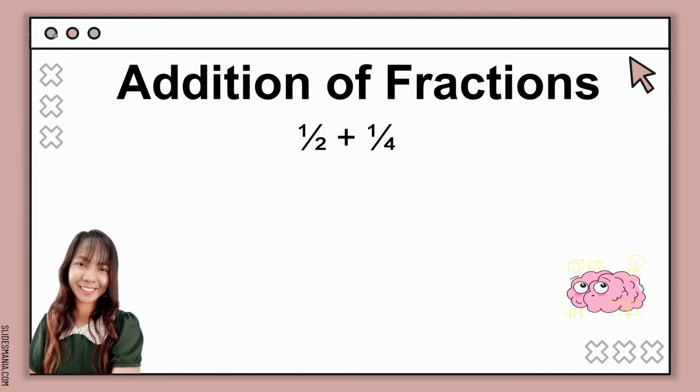Now let's review addition of fractions. We have the given 1 over 2 plus 1 over 4. Let's write the fractions this way. As you can see, the denominators are not the same. Unlike denominators, the 2 and 4 are the denominators in these given fractions. So our first step is to make the denominators the same. That's how we can proceed to addition.